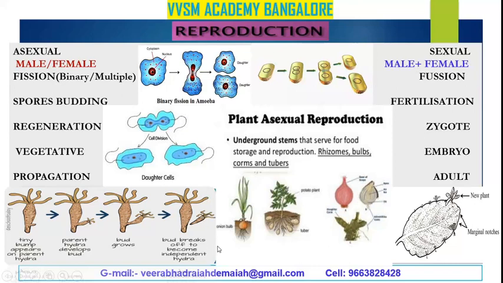Coming to vegetative propagation, it is used by many plants, especially those incapable of producing seeds. In the asexual reproduction of plants, new plants are produced from roots, stems, or leaves of the parent plant. This reproductive method is widely used by plant breeders.